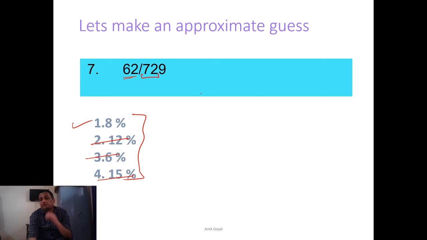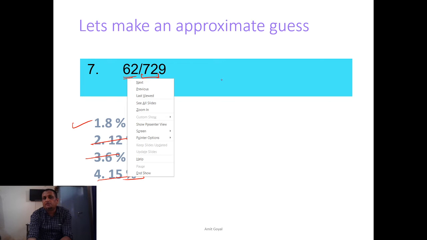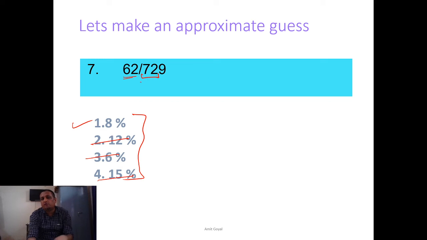If you have to calculate it more accurately, the difference is approximately 10 or 11, and 1% of the denominator is 7. So 10 or 11 is approximately 1.2 or 1.3%. So the answer should be approximately 8.5% or 8.6%. But according to the options, I will tick option number 1 here.